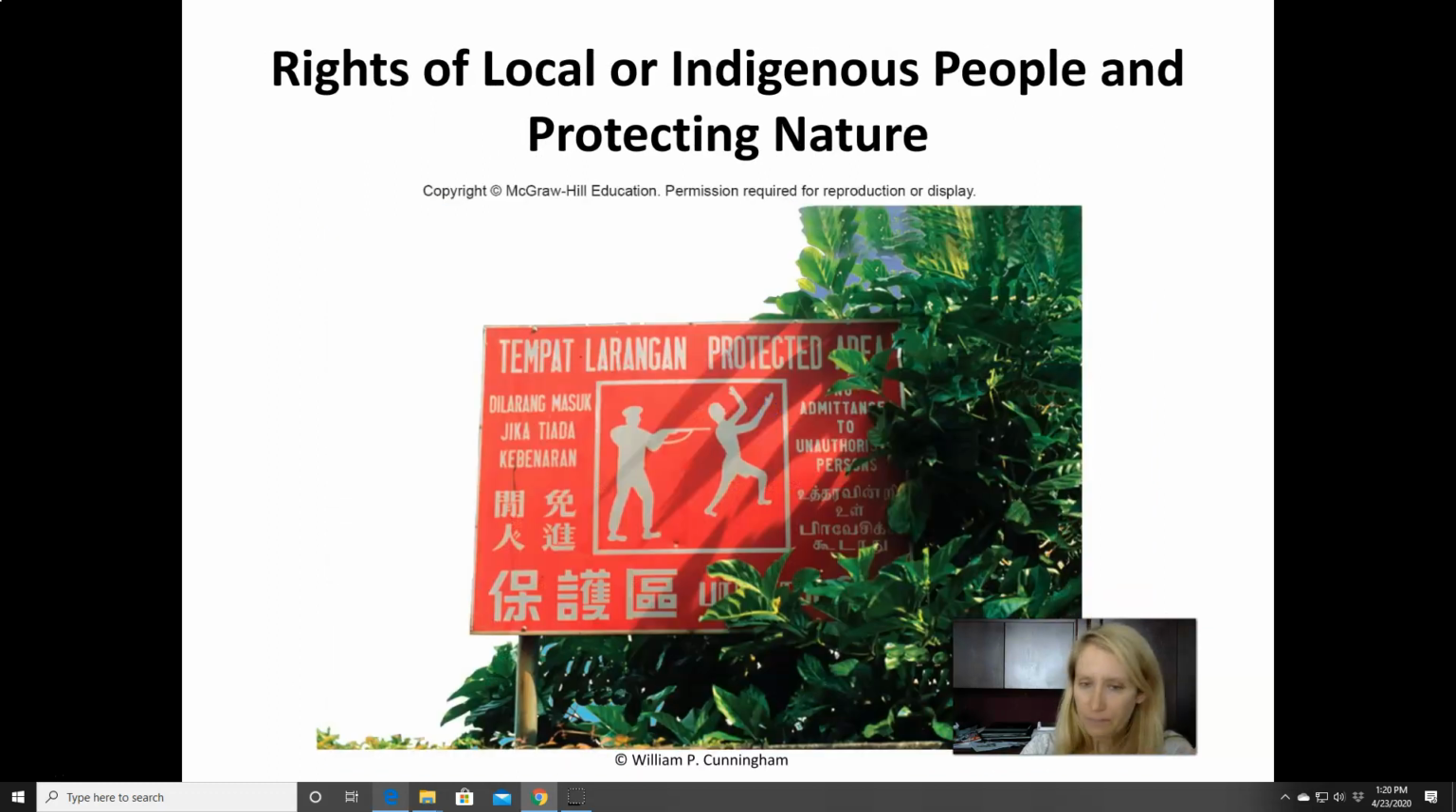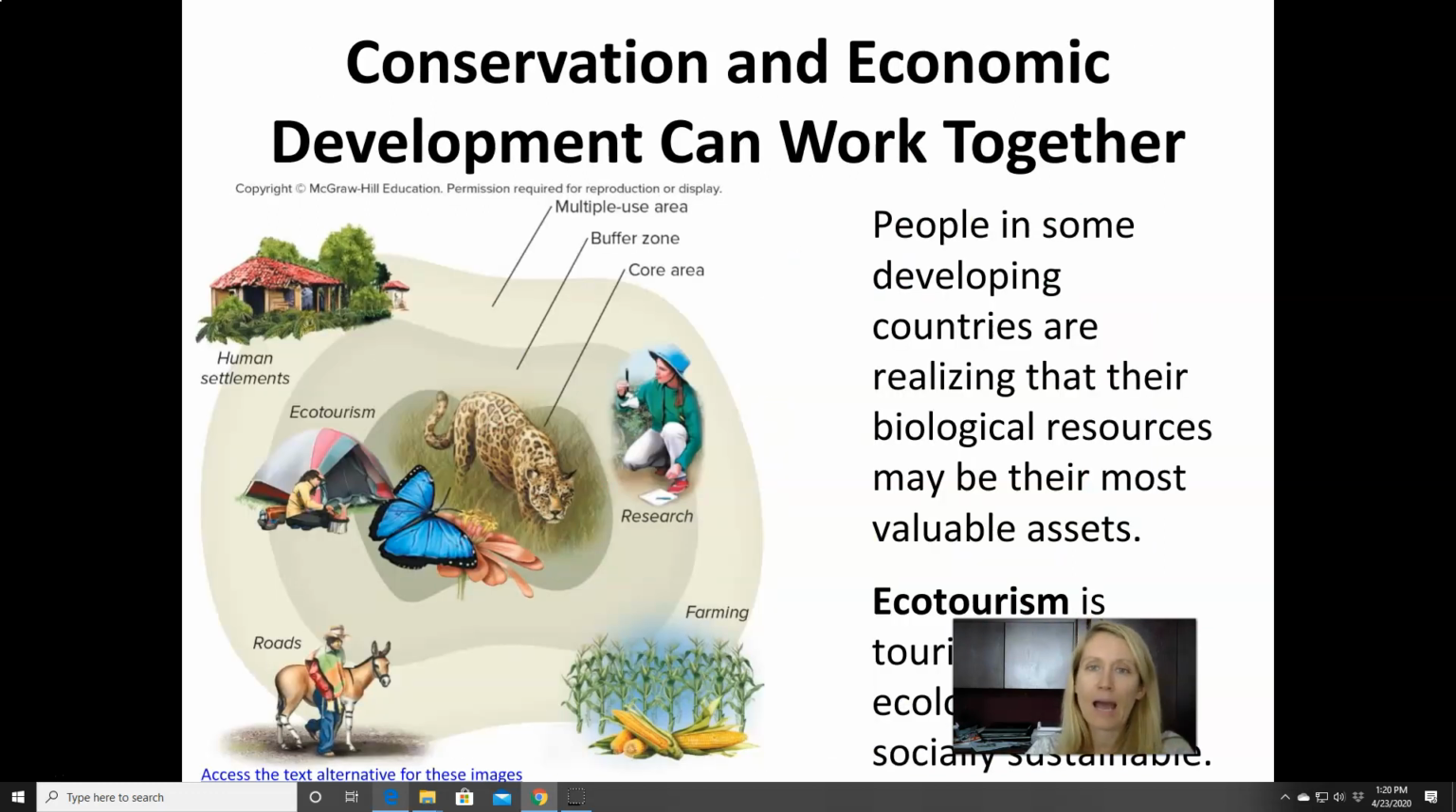So last but not least is, how can we protect nature and also serve the needs of humans, right? Because it's not an either-or. It's not that we either protect nature or we meet the needs of humans, and those aren't two disparate things. We can do both, but it requires some creative thinking, and it requires some talking with stakeholders.